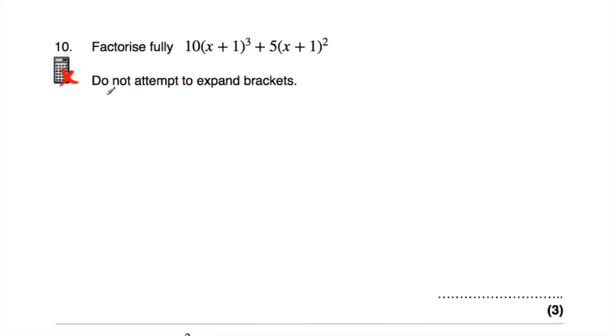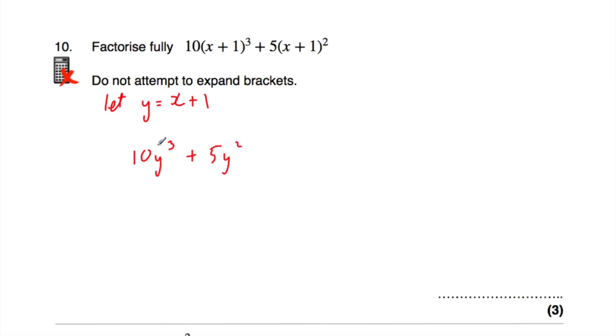So what we're going to do is let y equal what's inside the bracket. So it's going to be x plus 1. And then instead of 10 times x plus 1 cubed, we're going to have 10 times y cubed. And then we've got 5, so plus 5. And then instead of x plus 1 squared, we've got y squared.